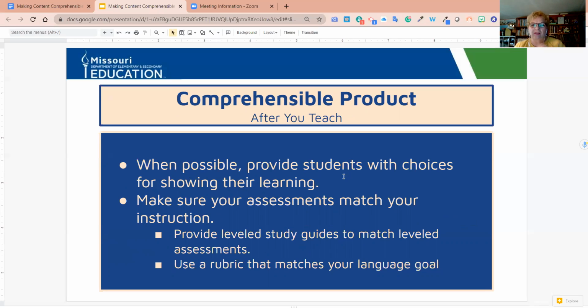And then when you assess, make sure that your assessment matches the way it was taught. So if the student used pictures to show you that they understood, your assessment should use pictures so that they can show what they did. And your rubric should match your goal. So however you taught it, that should be the same way you assess it with your language learners.